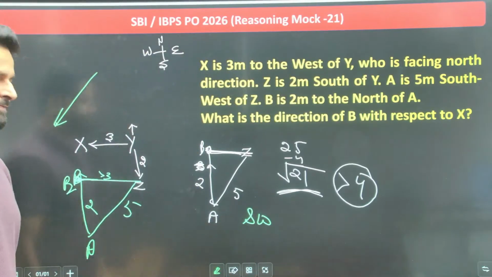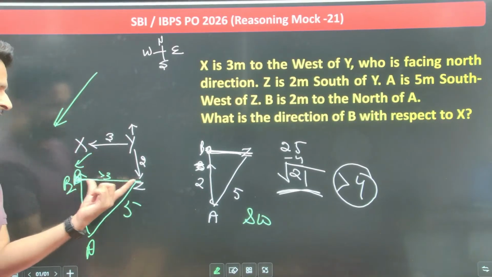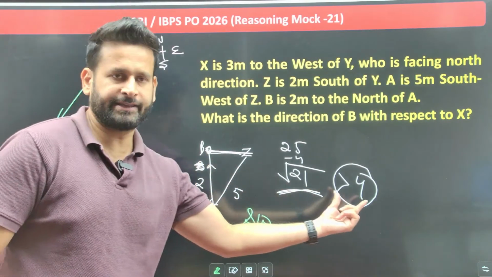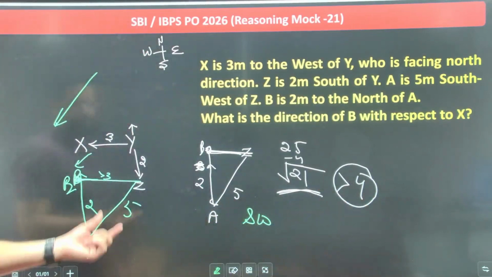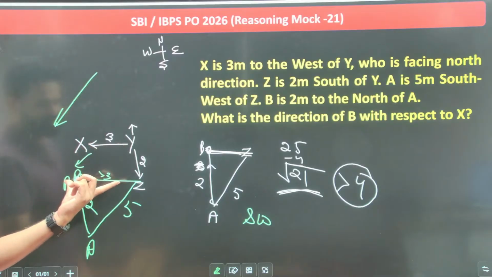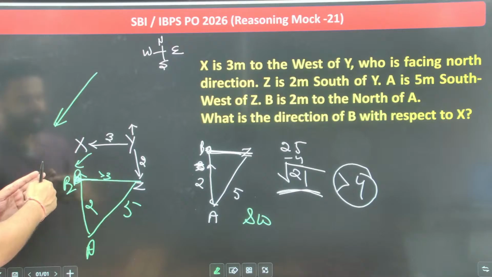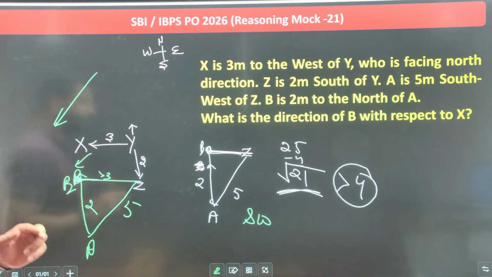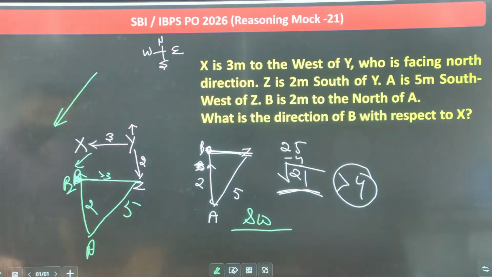Is it okay? This is B X. This length we have calculated greater than 4. So greater than 4, obviously it has to be greater than 3. This XY was 3, so this will be beyond that, right? So B will be ahead of X in this direction. Direction of B with respect to X is southwest. Answer will be southwest. Is it okay? Next.